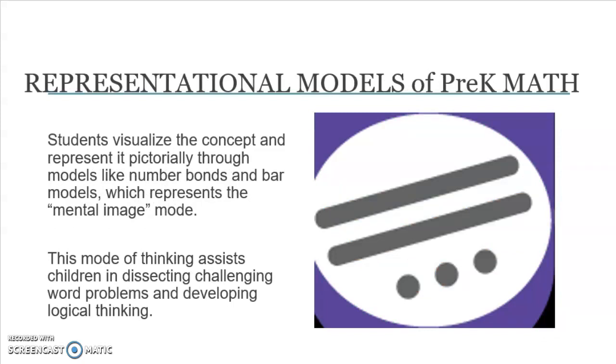When kids start getting proficient with manipulating the objects physically, then we can start moving into that picture representational mode of pre-K math. And here it's when students start to visualize the concepts and represent it pictorially through things like number bonds or bar models. It's very much that mental image we see in our head on paper. And this mode of thinking assists children in dissecting and challenging word problems and to help develop that logical thinking.